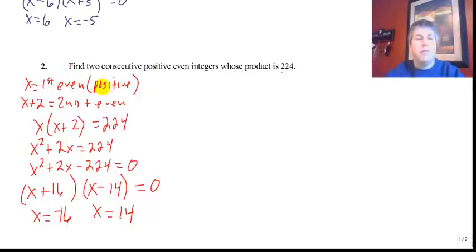And we want even positives. So in this case, since we want positives, we can discount the negative, and our two integers are 14 and 14 plus 2, or 16, so 14 and 16.